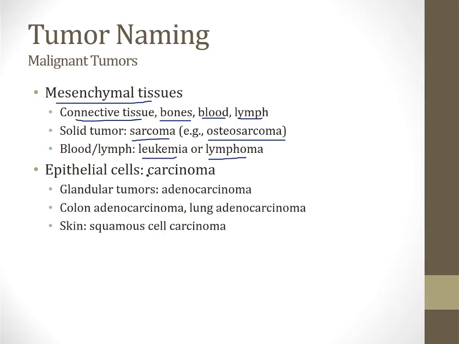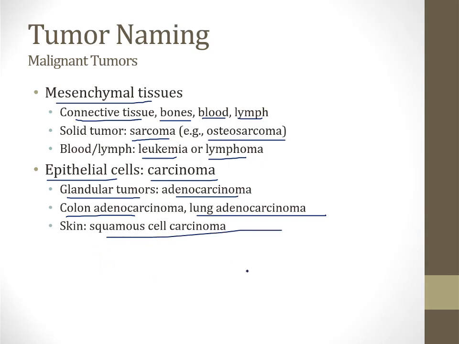And then just like with benign tumors, epithelial tumors, because they're so common, have their own naming system. So malignant epithelial tumors are always called carcinomas. If they derive from glandular tissue, they're called adenocarcinoma. So in other videos, I talk about colon adenocarcinoma or lung adenocarcinoma. These are carcinomas, which means malignant tumors of epithelial cell origin deriving from glandular cells. On the other hand, in the skin, you can find a squamous cell carcinoma. This means it's a malignant tumor. It's a carcinoma. It's a malignant tumor of epithelial cells. In this case, it comes from squamous cells.